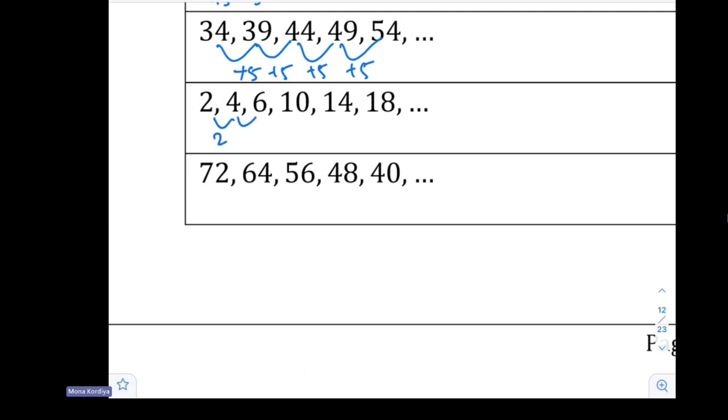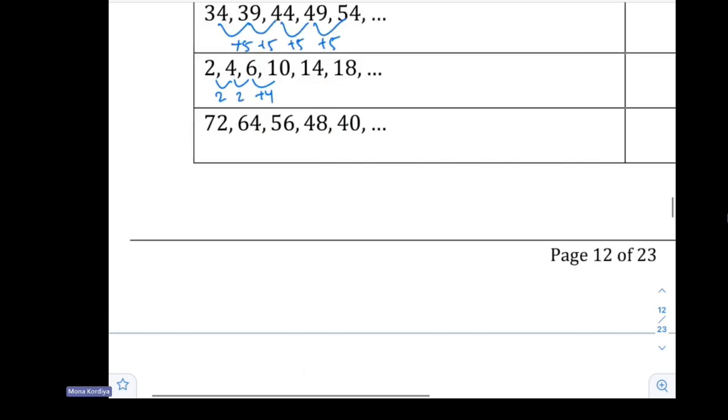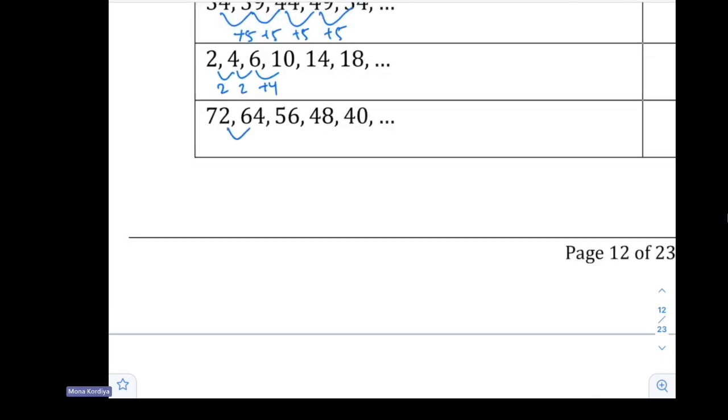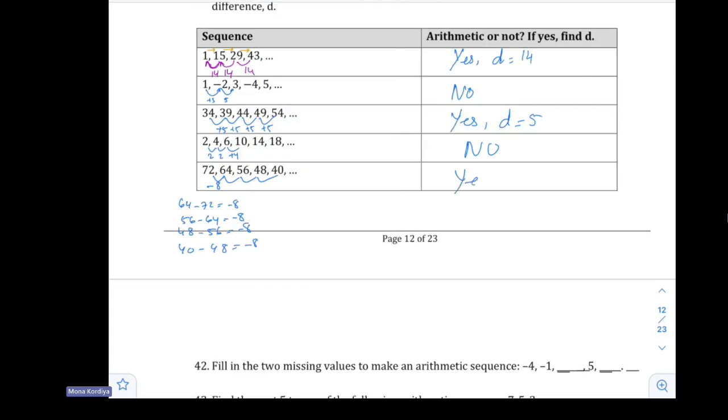Here, adding 2 here and there, but here we add 4. So stop here and say no. Here, finding the difference, it is negative 8. Let's subtract: 64 minus 72 is negative 8. 56 minus 64 is negative 8. 48 minus 56 is negative 8. 40 minus 48 is negative 8. It's decreased by 8 every single time. So we can say yes, and the D is negative 8, not 8. You should mention the minus because it is decreasing.